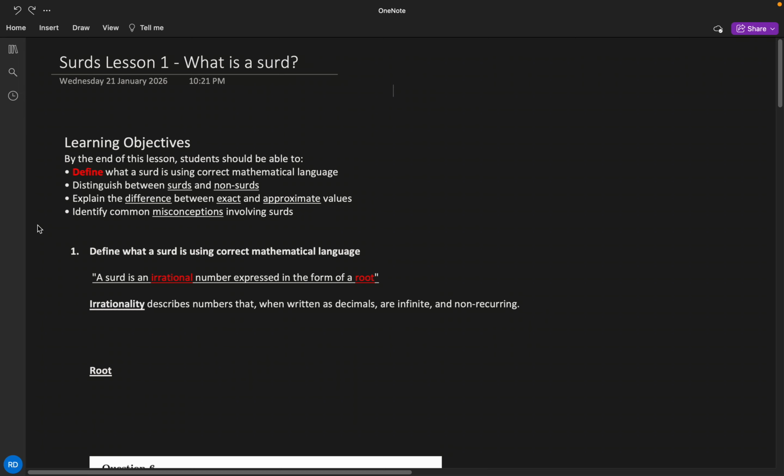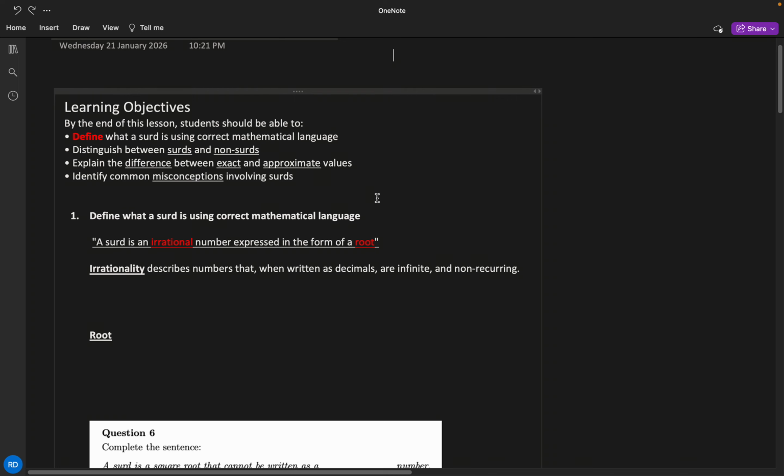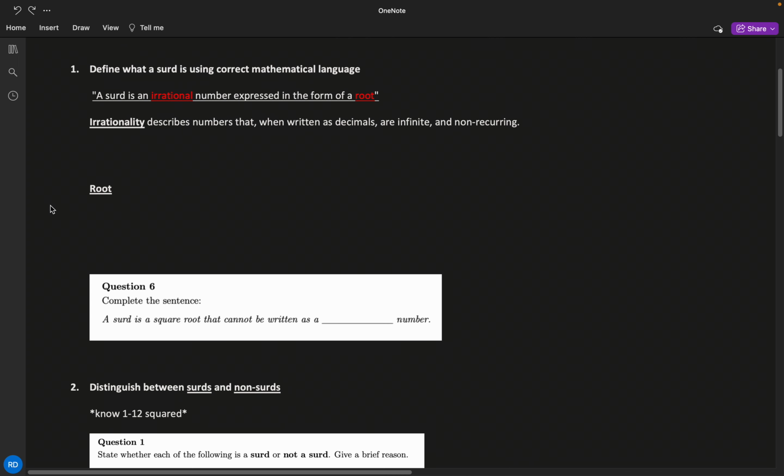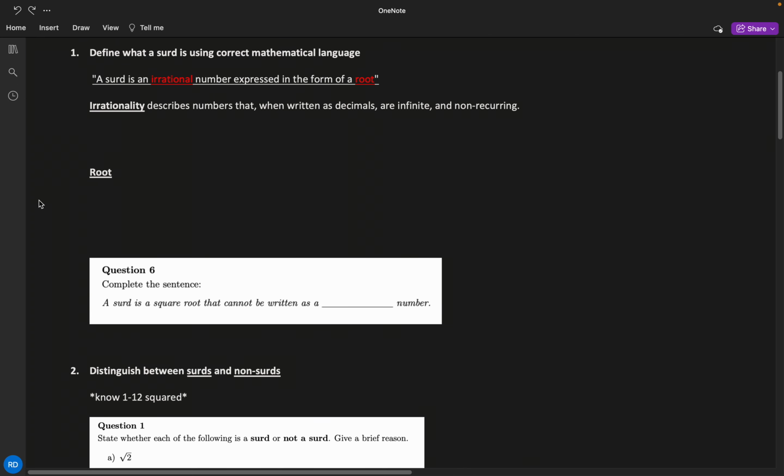Hey guys, today we're going to look at Surds lesson 1 and just going over what a surd is. So I've put the learning objectives at the top in case you want to have a look. We'll just start off with the first one, which is defining a surd. So I've put the definition here.